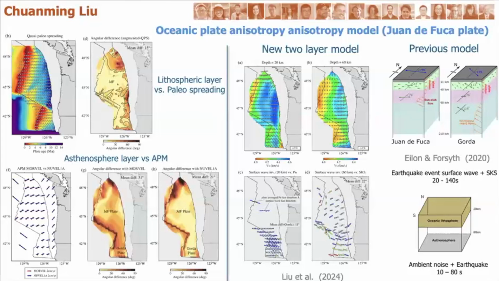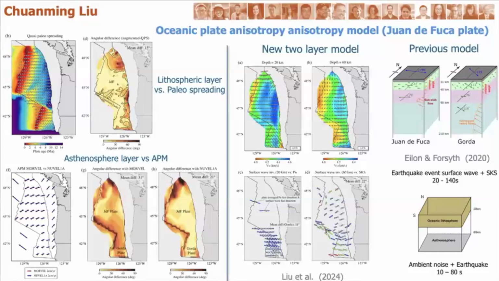So here we use ambient noise for the ocean bottom stations plus earthquake events, which gives us a much larger period band for the surface wave. We construct a two-layer model, one for the oceanic lithosphere and another for the oceanic asthenosphere. Here we compare our result with the PN. The white bars represent our result, and the blue bars represent the other fast rotation models from the PN and from the SKS, and blue means they are consistent with each other.